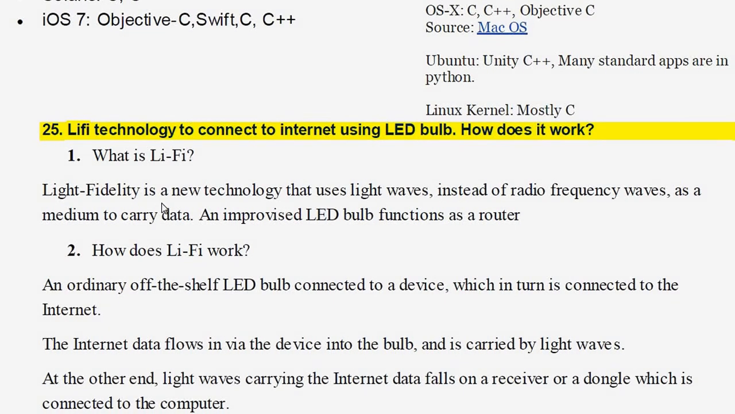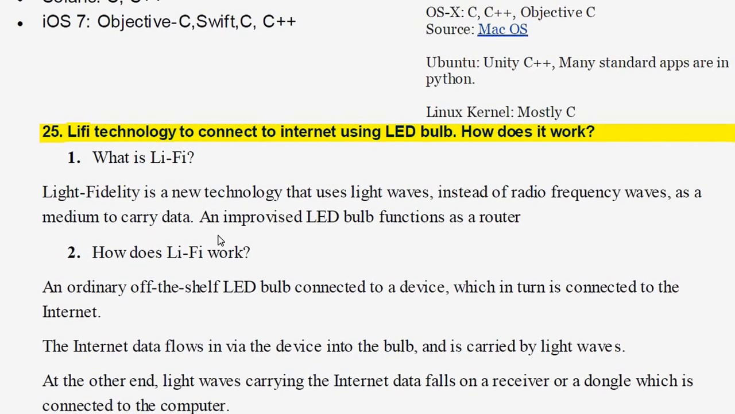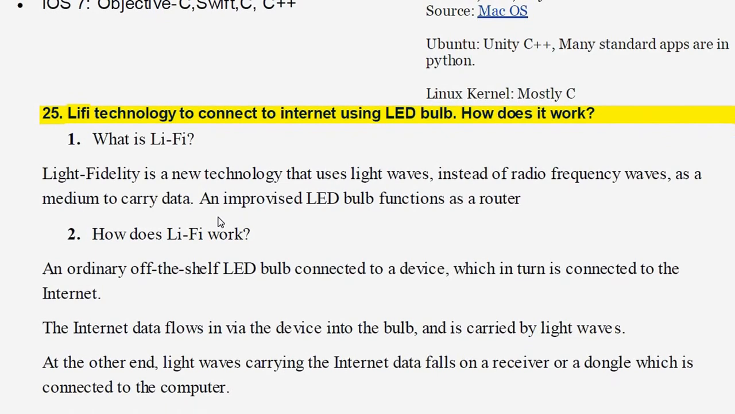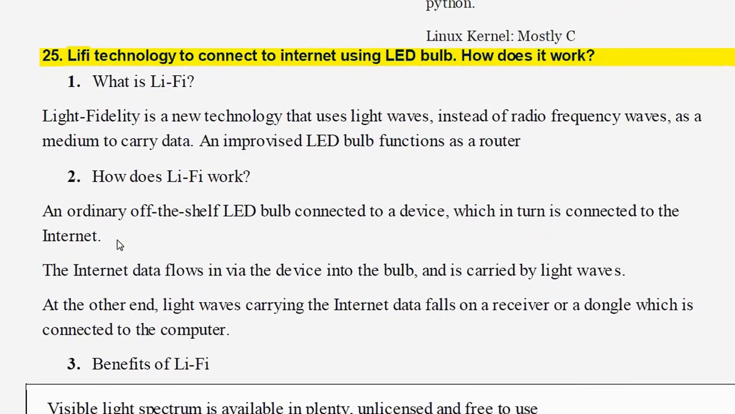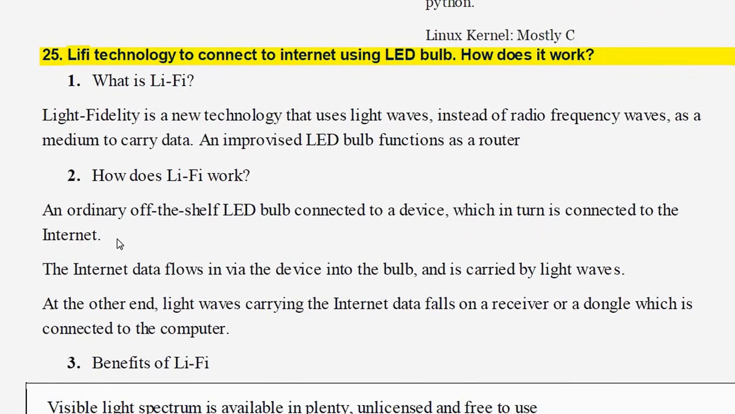What is Li-Fi? Li-Fi technology to connect internet using LED bulb. How does it work? So what is Li-Fi? Li-Fi stands for light fidelity. It is a new technology that uses light wave instead of the radio wave to carry the data across the various communicating devices, and an improved LED bulb functions as a router.